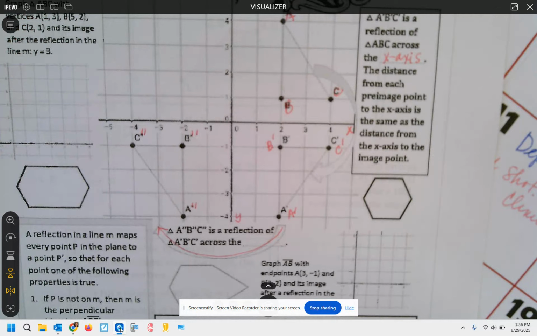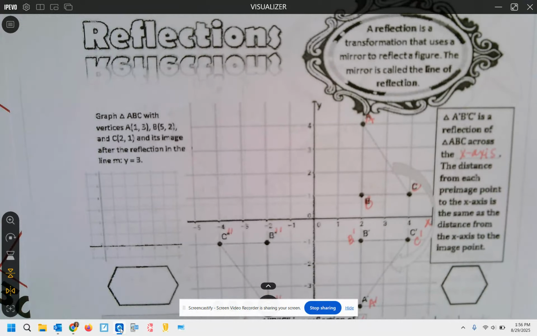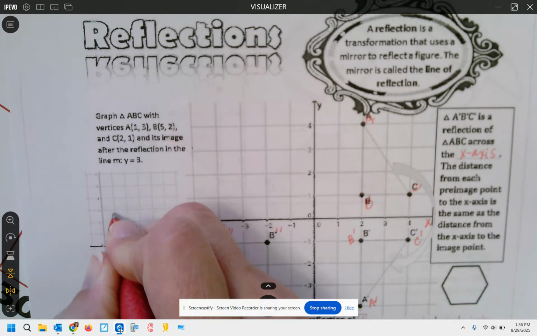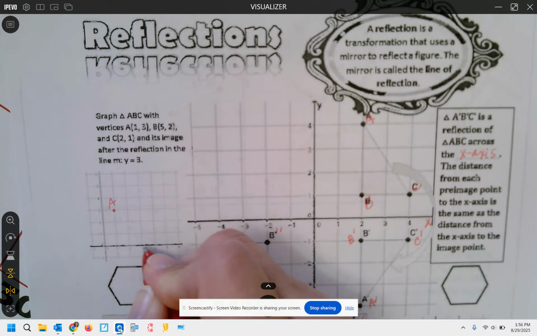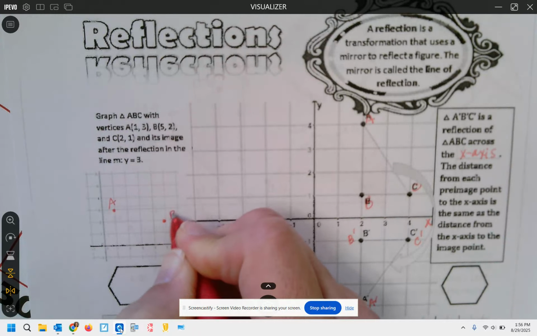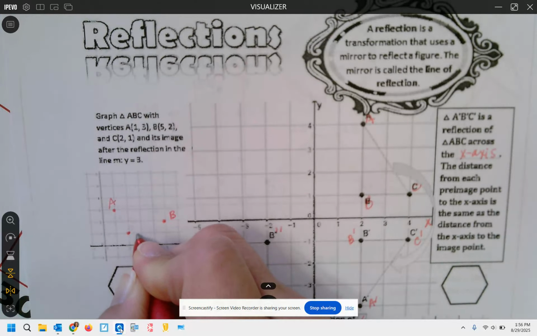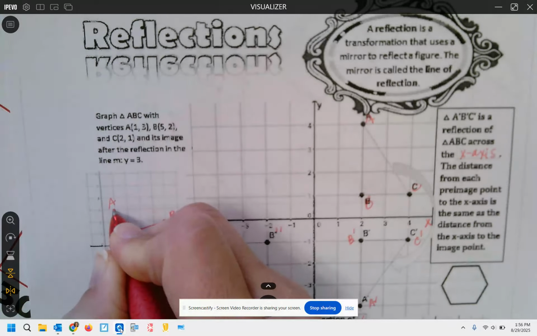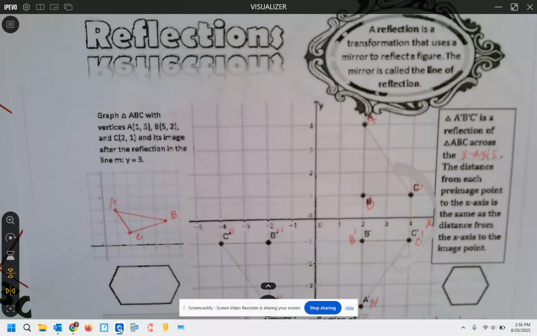Okay, where to next? I think we'll go off to the top left corner here. Graph triangle ABC with vertices A at 1, 3, B at 5, 2, and C at 2, 1. So here's our pre-image triangle. And it says we want its image after the reflection in the line y equals 3.